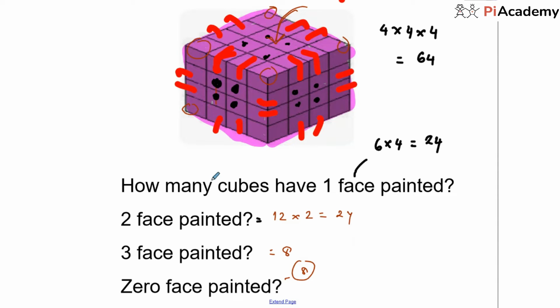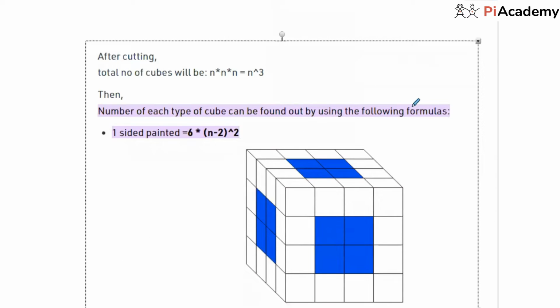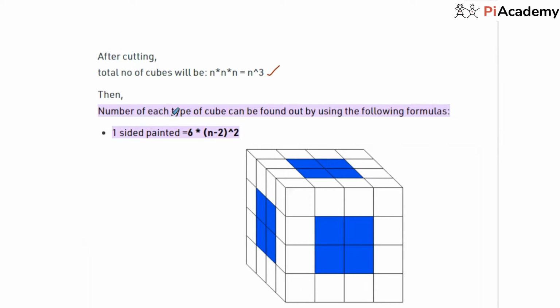Now, instead of doing this, we have formulas to do this. I want you to note these formulas, which will be very helpful. After cutting, the total number of cubes, if n is the number of cubes on each edge, is n cubed. The number of one-sided painted cubes is 6 times (n minus 2) whole squared.